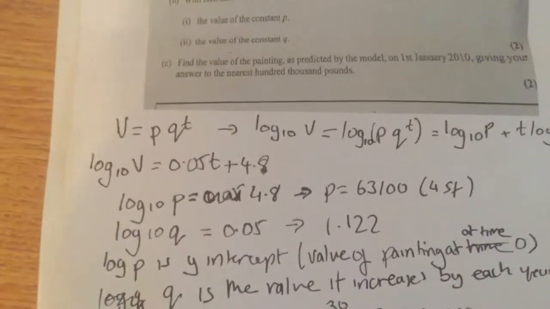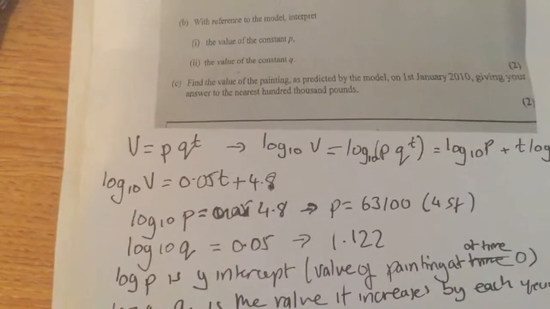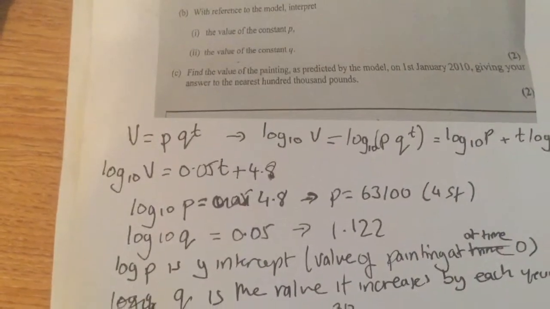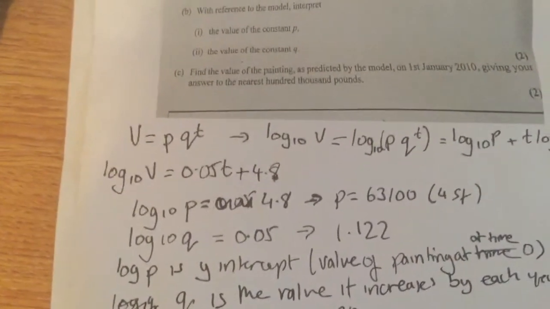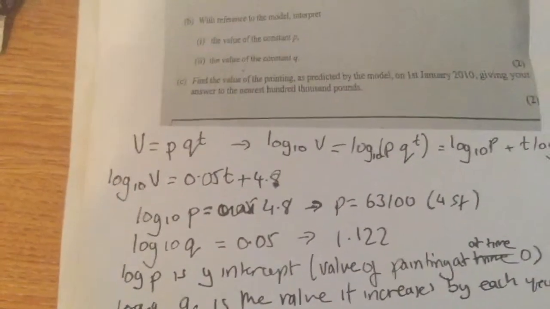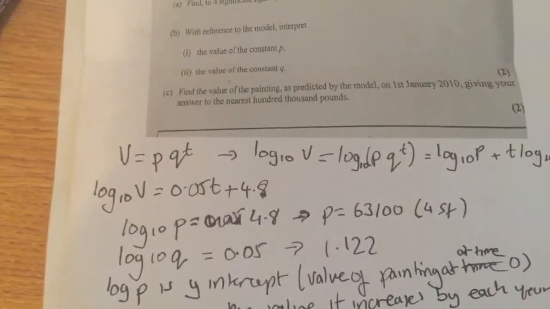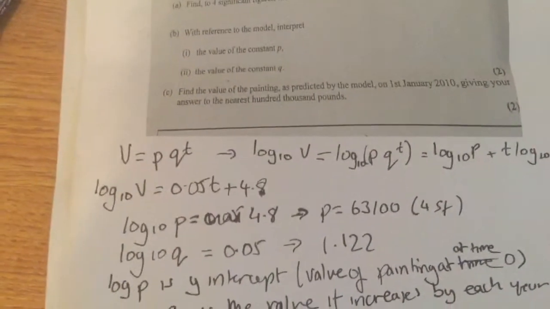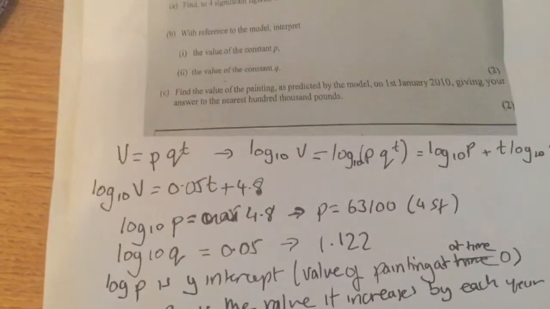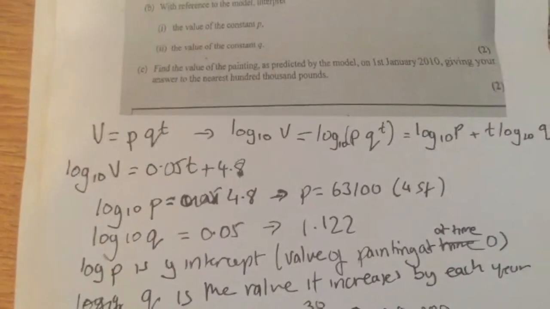The easiest way of thinking about that is going back to the original equation, v equals p q to the power of t. What does that mean? When t is 0, q to the power of 0 is 1, so the value of the painting, which is what v is, is just going to be p. So at the point it was painted, or sold, or whatever the question's saying, in 1980, that's the painting's value. So if you want to keep it in the simplest terms, it's the value of the painting at time 0.